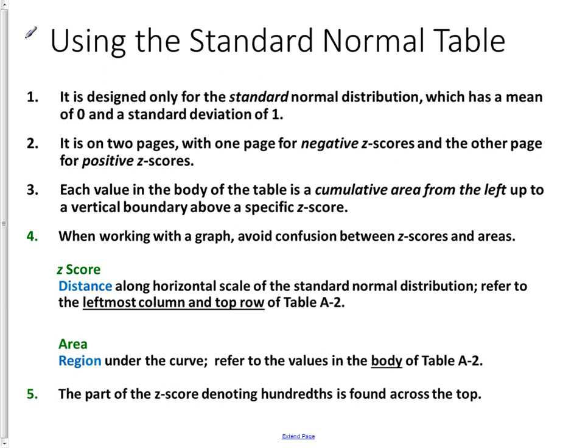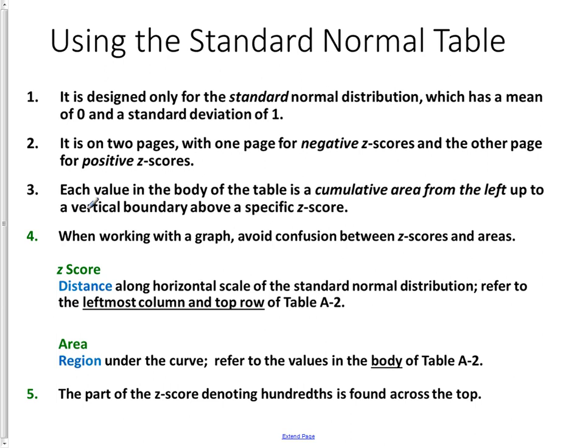Well, some facts that are helpful for using the standard normal table and for Excel. First of all, it's designed only for the standard normal distribution, which has a mean of 0 and a standard deviation of 1. It's on 2 pages, with one page for negative z-scores and another page for positive z-scores. And each value in the body of the table gives a cumulative area from the left up to the vertical boundary above that specific z-score.